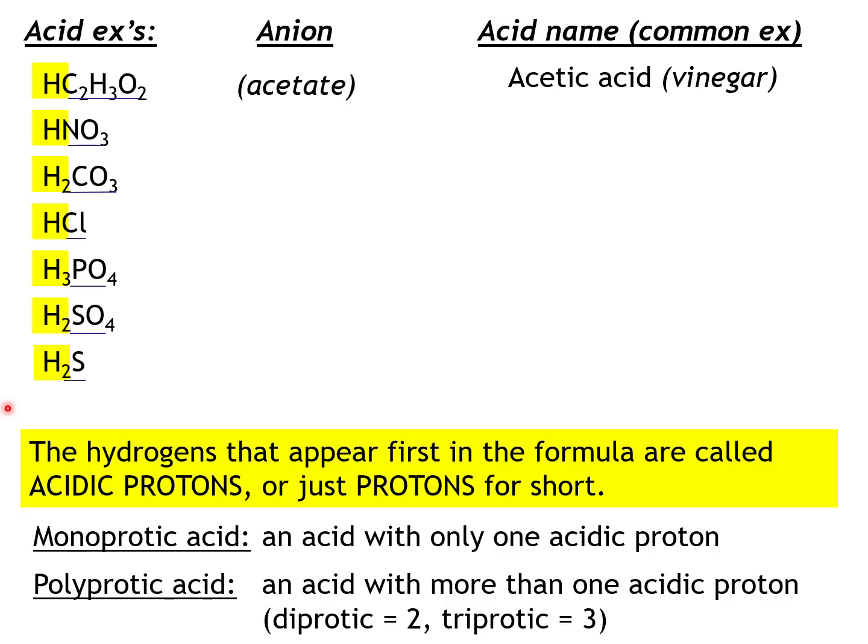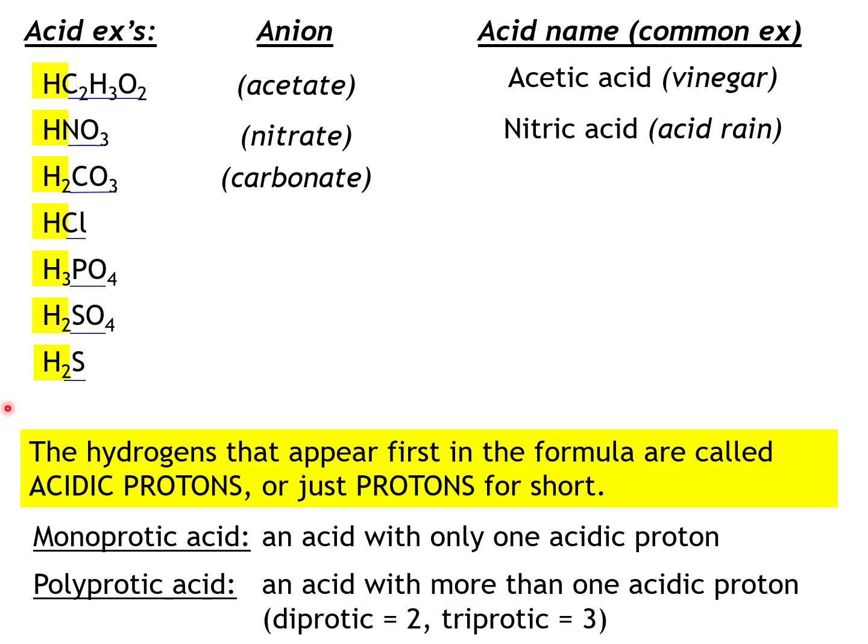And then we have NO3. We already saw that one. NO3 is nitrate, which means it's nitric acid. This is a component of acid rain. Then we have CO3. That's carbonate. And so that's going to form carbonic acid. And this is an acid that is present in carbonated drinks. It comes from the dissolution of carbon dioxide or the solvation of carbon dioxide in water.